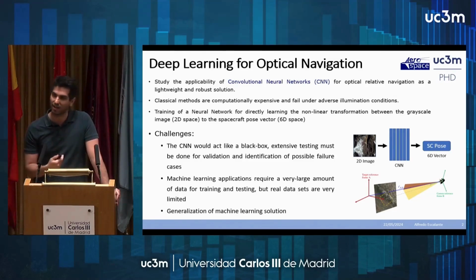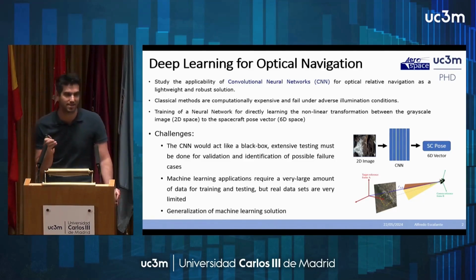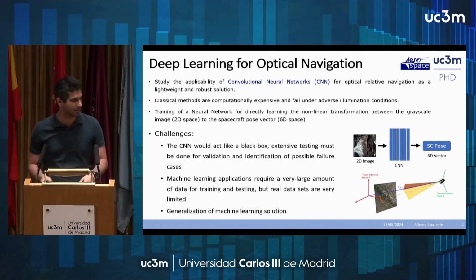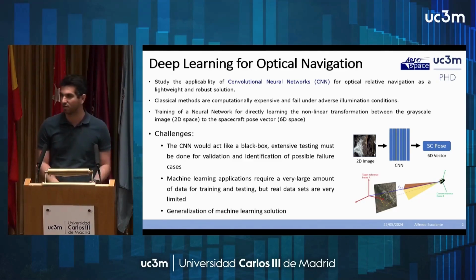So the idea in our case is to train a neural network which is capable of directly learning the nonlinear transformation between the 2D space for a grayscale image, 3D if it's a color image, and the 6D space for the pose vector of the spacecraft. So 3 coordinates for the position vector and 3 Euler angles.